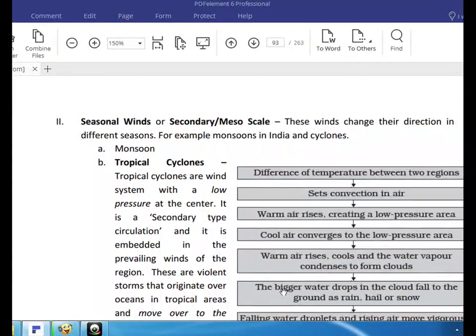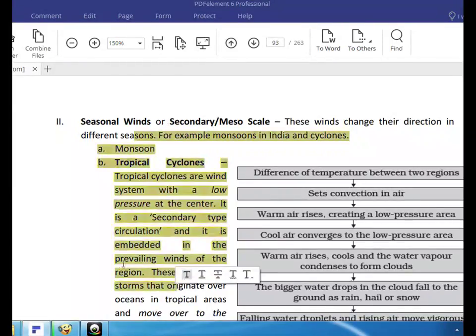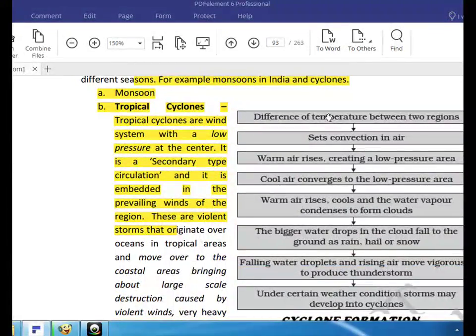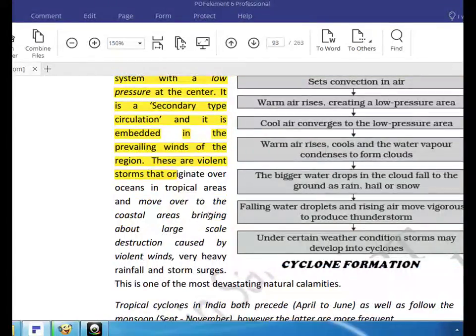Seasonal winds or secondary/synoptic scale. These winds change their direction in different seasons. For example, monsoons in India and cyclones. A. Monsoon. B. Tropical cyclones. Tropical cyclones are wind systems with a low pressure at the center. It is a secondary type circulation, and it is embedded in the prevailing winds of the region.